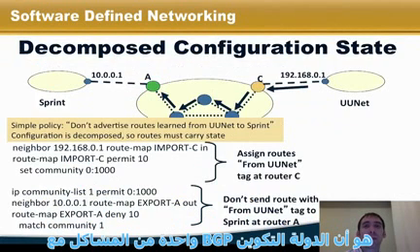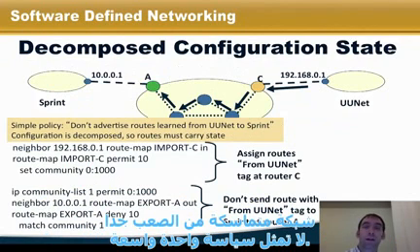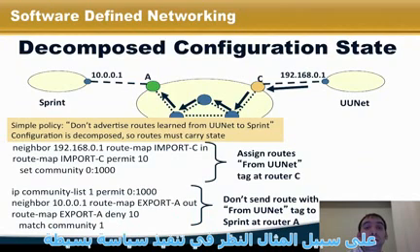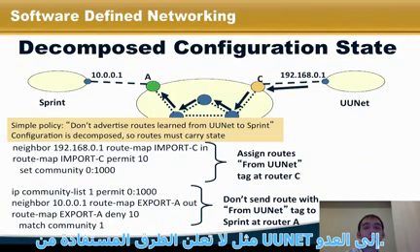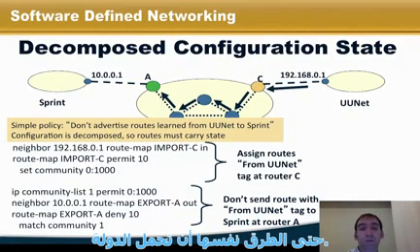One of the problems with BGP is that configuration state is decomposed across the routers inside a single autonomous system. So representing a single coherent network-wide policy is quite difficult. For example, consider the implementation of a simple policy such as don't advertise routes learned from UUNet to Sprint. In this case, the configuration is decomposed across routers inside the AS, so the routes themselves must carry state.